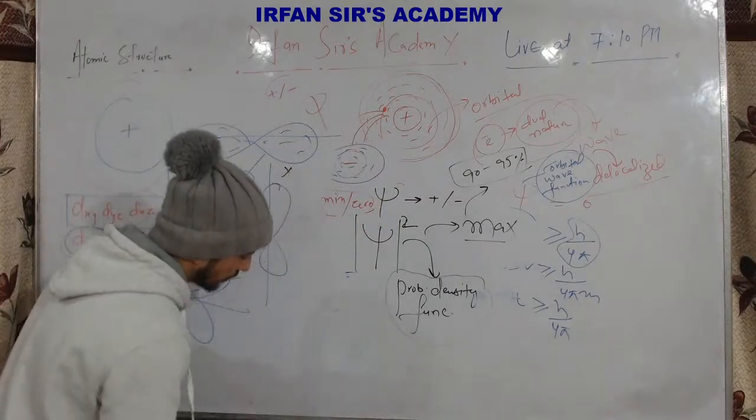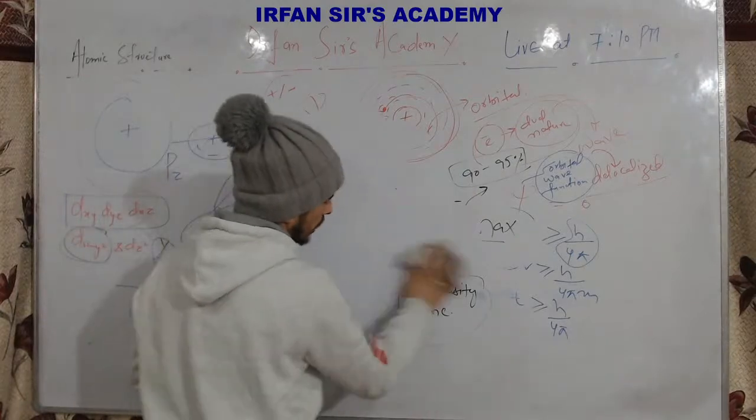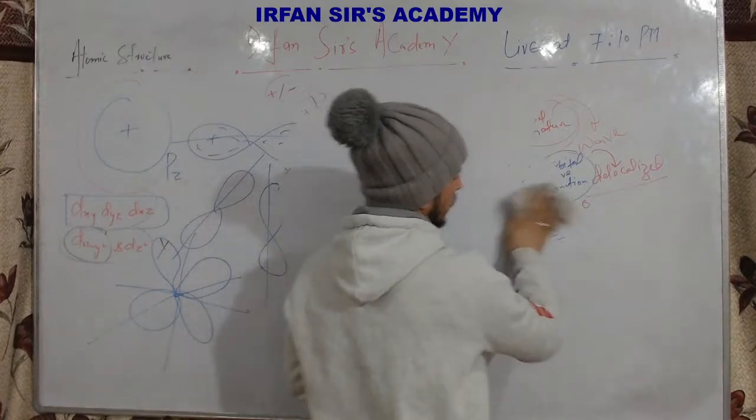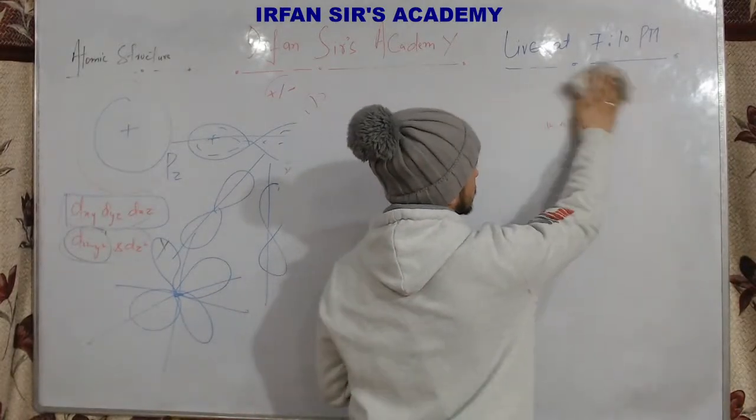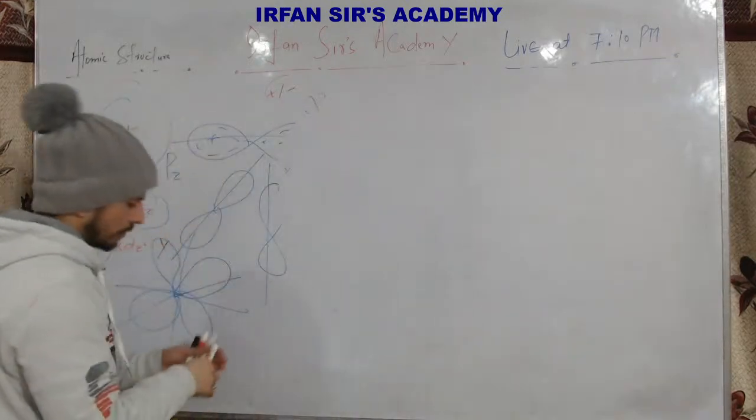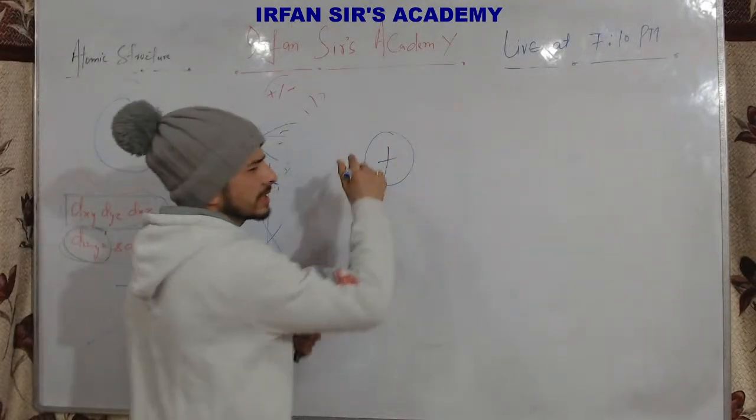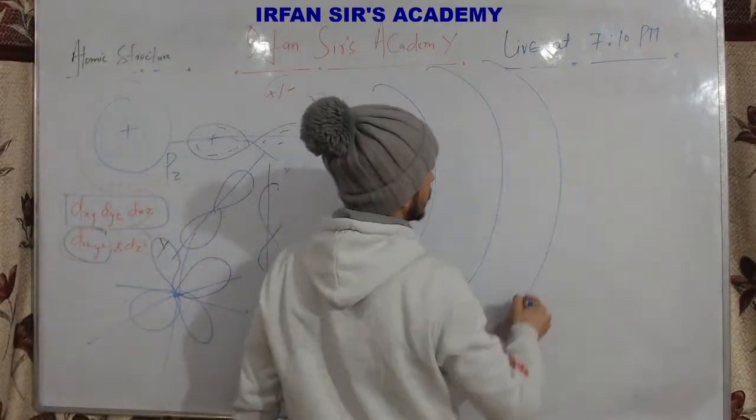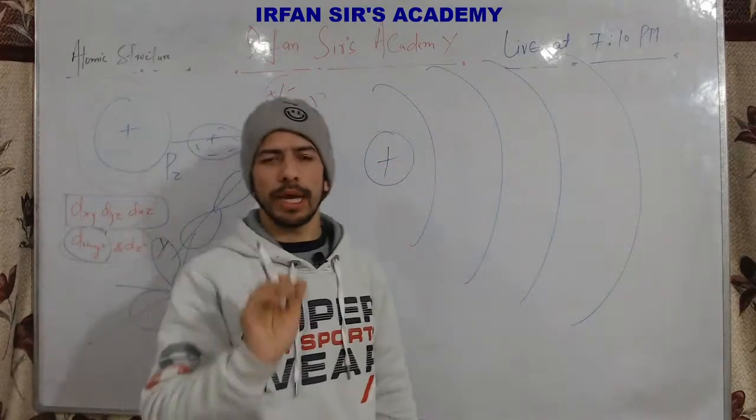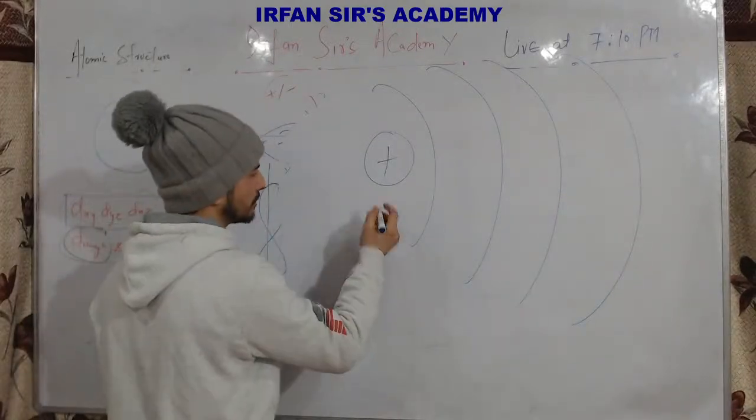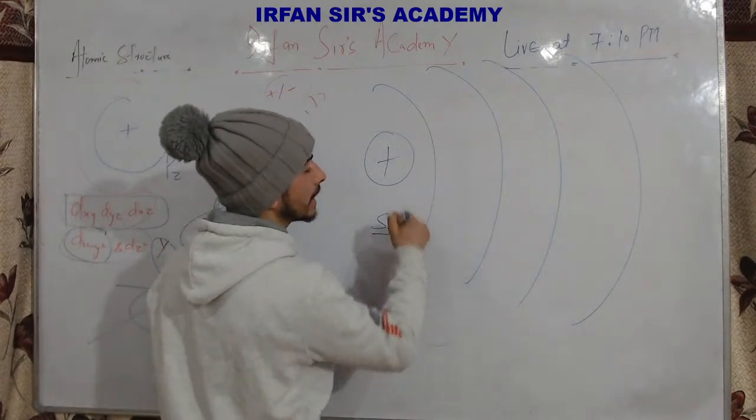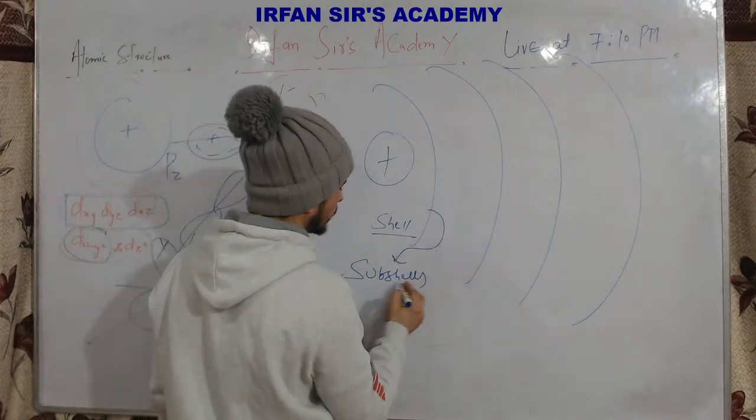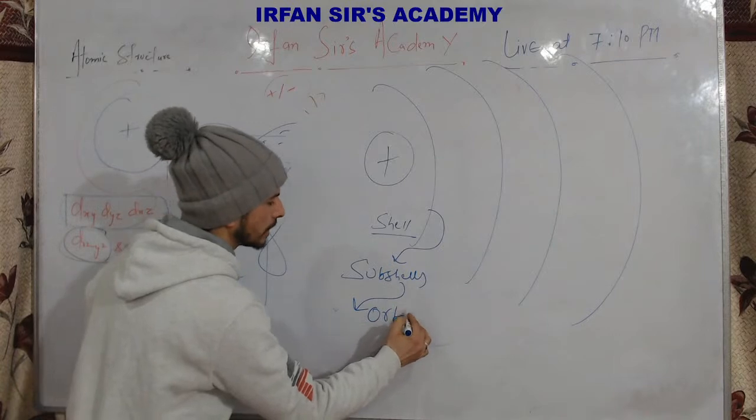Now I will recapitulate the things that we study in the classes that we take. One thing is, there is a nucleus. For simplification, for examination purpose, for a memory map, remember there is some shell, and in the shell there are some subshells, and in subshells there are some orbitals.